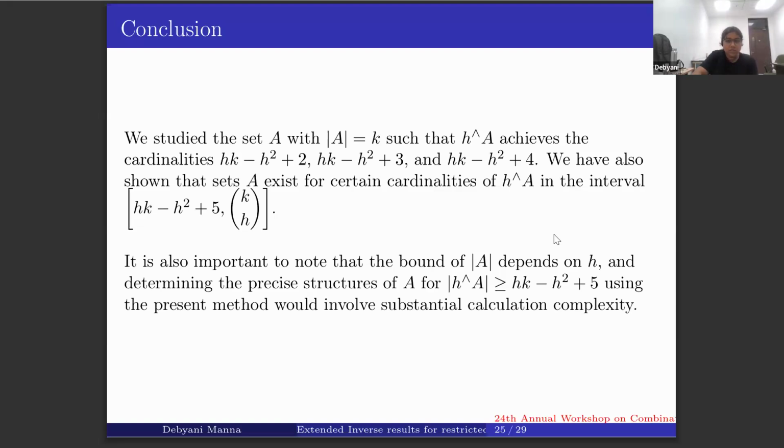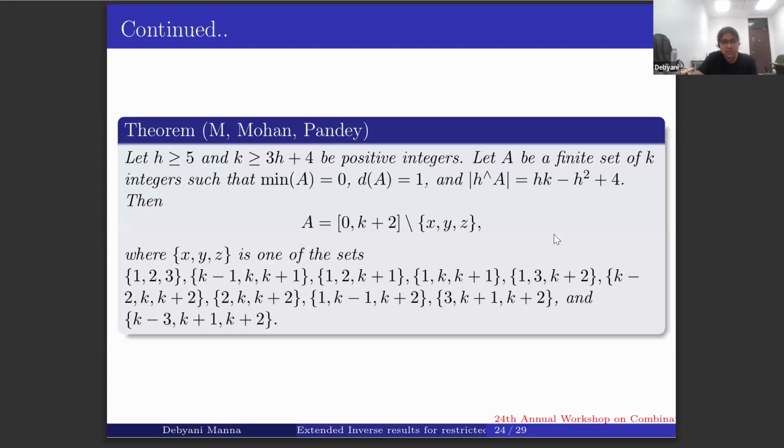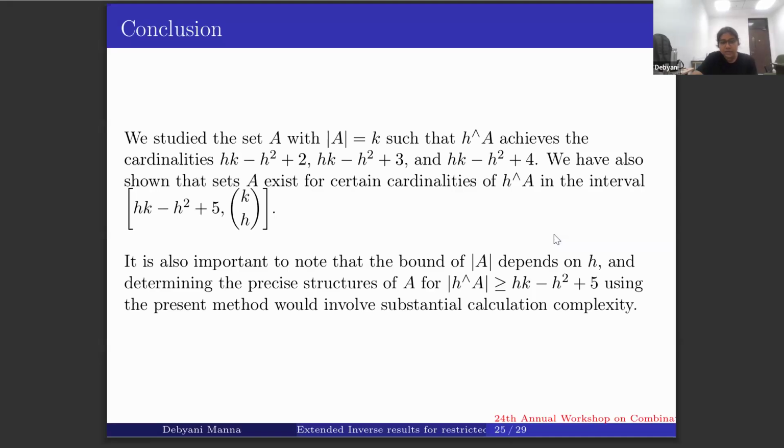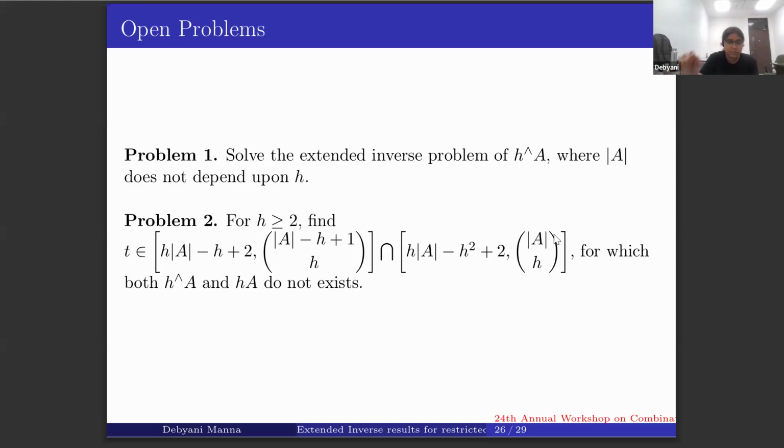Now it is also important to notice that in our results, the cardinality of A, that is k, depends on h. I have already said that we are not really determining the results for the cardinality of h cap A when it is greater than or equal to hk minus h square plus 5 and on. In particular, in our method, it will take a substantial calculation. But okay, I'll conclude with some open problems.